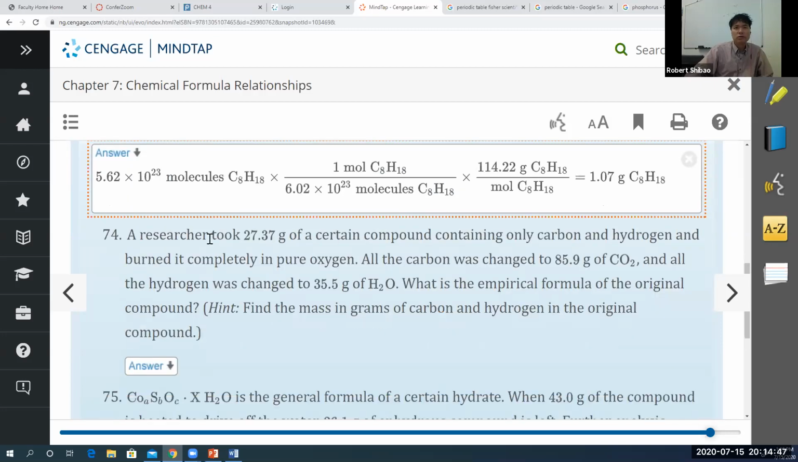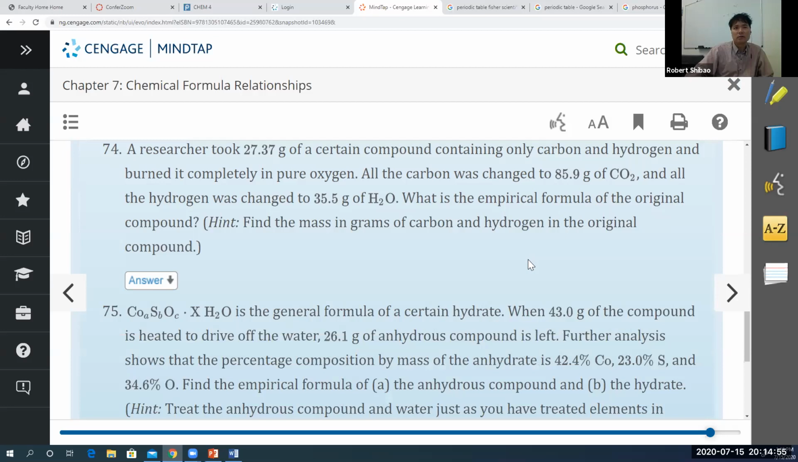A researcher took 27.37 grams of a certain compound containing only carbon and hydrogen and completely burned it. Actually, I did this problem in class. Let's skip that.